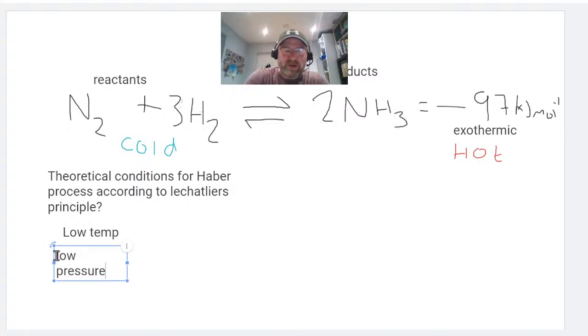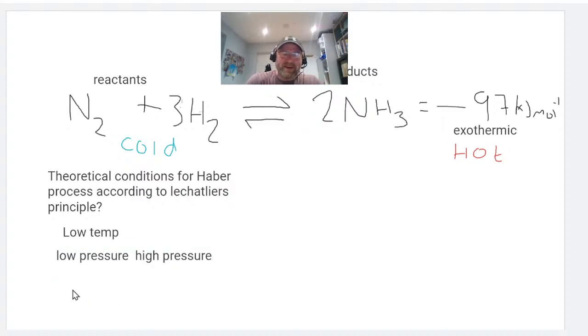Sorry, we just did temperature. Low pressure or high pressure? Does anyone know which pressure we use? What would be ideal, a low or a high pressure? Yeah. We're going to do compromise.